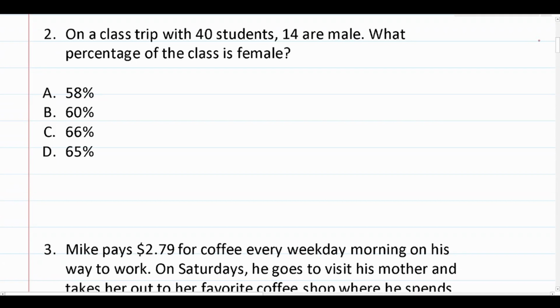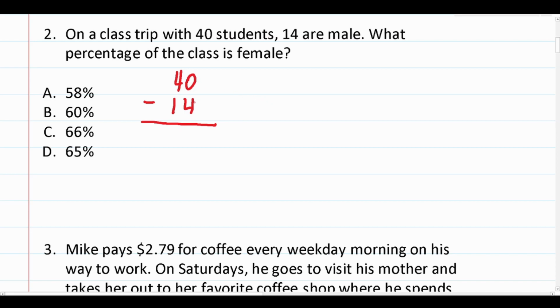Number 2 says, on a class trip with 40 students, 14 are male. What percentage of the class is female? Okay, so the very first thing we want to do is find out how many female students are in the class. So I'm going to take 40, which is the total number of students in the class, and subtract 14 from it, which is the number of male students in the class. And by doing that, we'll figure out how many females are in the class. That's not the answer to the question, but that's going to get us one step closer.